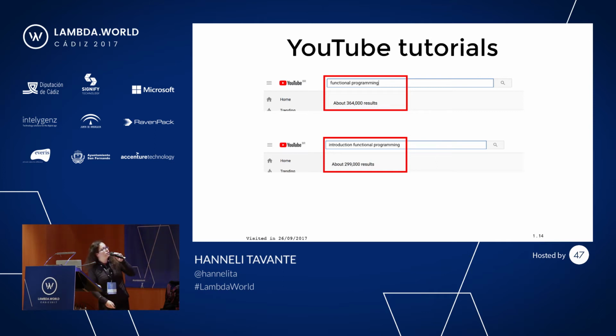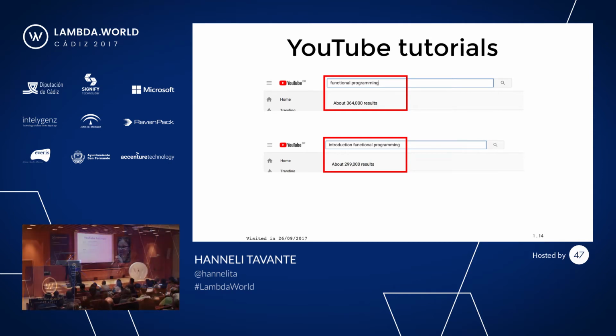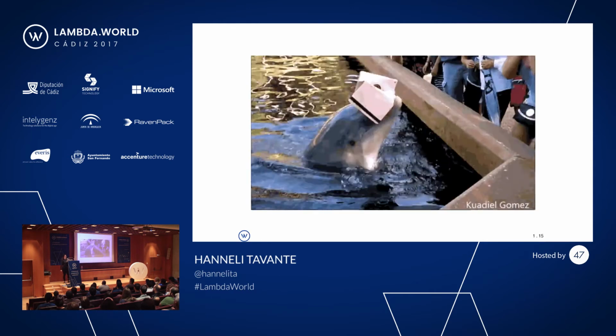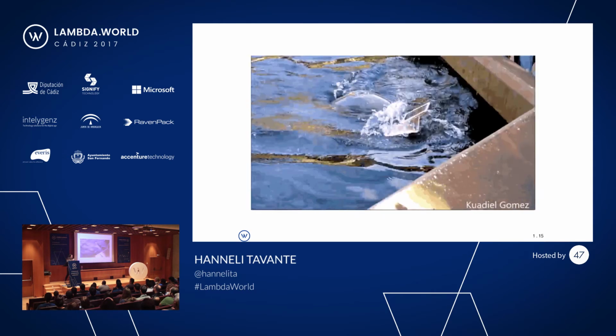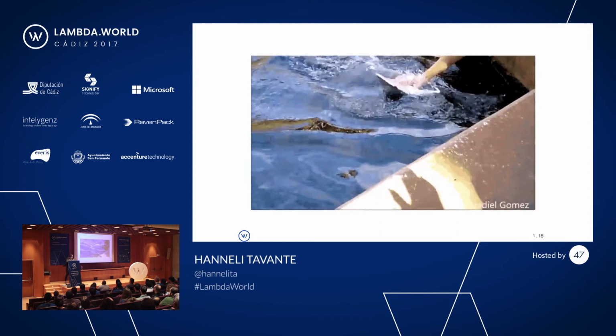But you have over 364,000 results for functional programming. And about 300,000 are about introduction to functional programming. So you have plenty of resources available. Have you ever tried to do this query on Google? It's a big number. So yeah, I was feeling like, well, we have plenty of resources. Everyone should be using that.